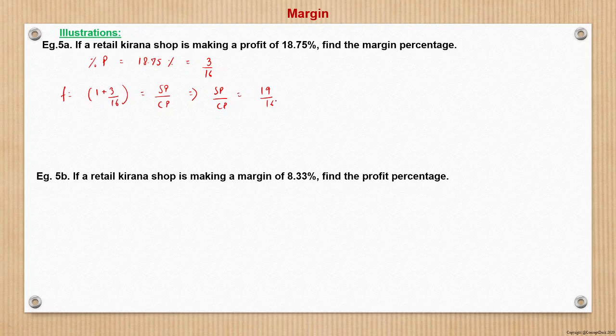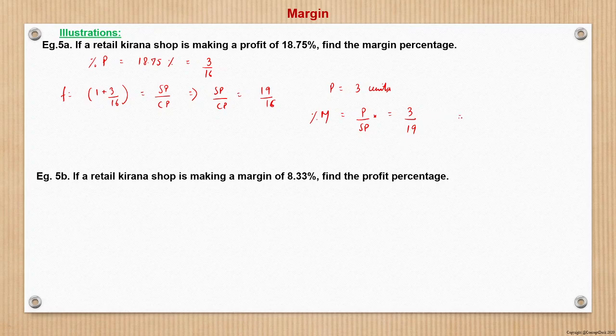So this ratio shows that if CP is 16, then SP is 19. So from here we can say profit is 3 units. Profit is 3 units. So what is the margin then? Percentage margin is nothing but profit upon SP into 100, right? So what is the profit here? 3 and SP is 19. So 3 by 19, what is it in terms of percentage?